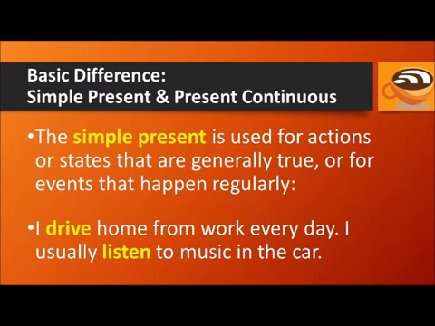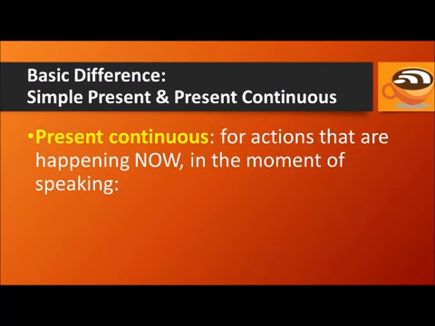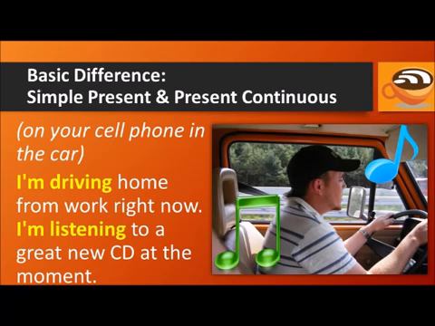The simple present is used for actions or states that are generally true, or for events that happen regularly. For example, I drive home from work every day. I usually listen to music in the car. The present continuous is used for actions that are happening now, in the moment of speaking. For example, if you're on your cell phone in the car, you could say, I'm driving home from work right now. I'm listening to a great new CD at the moment.